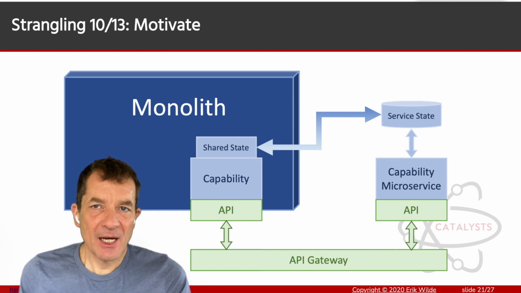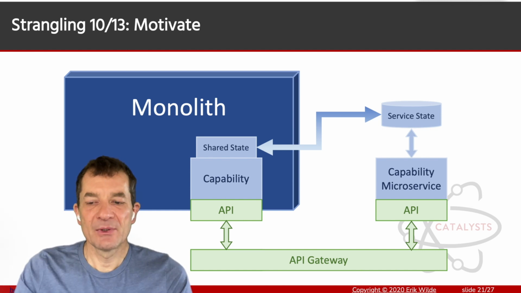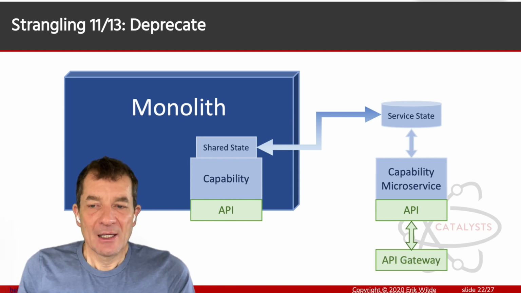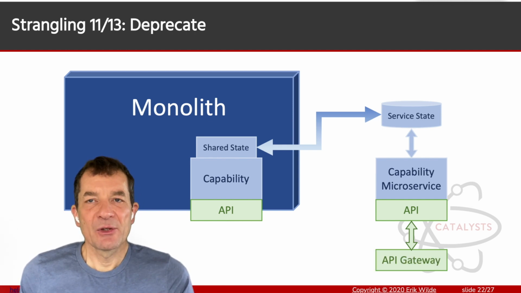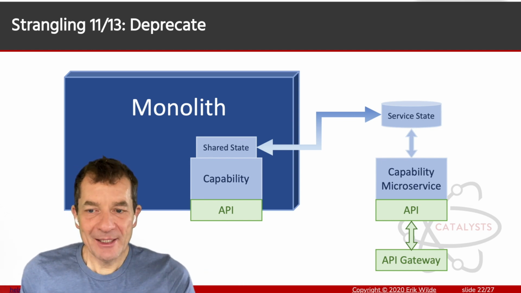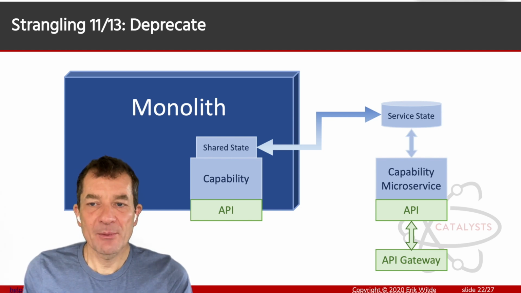Once you're satisfied and you've decided that your new implementation is stable and good enough to focus just on that one implementation. Step number 11 is to stop using the monolith implementation completely. So your gateway now only exposes the microservice implementation.